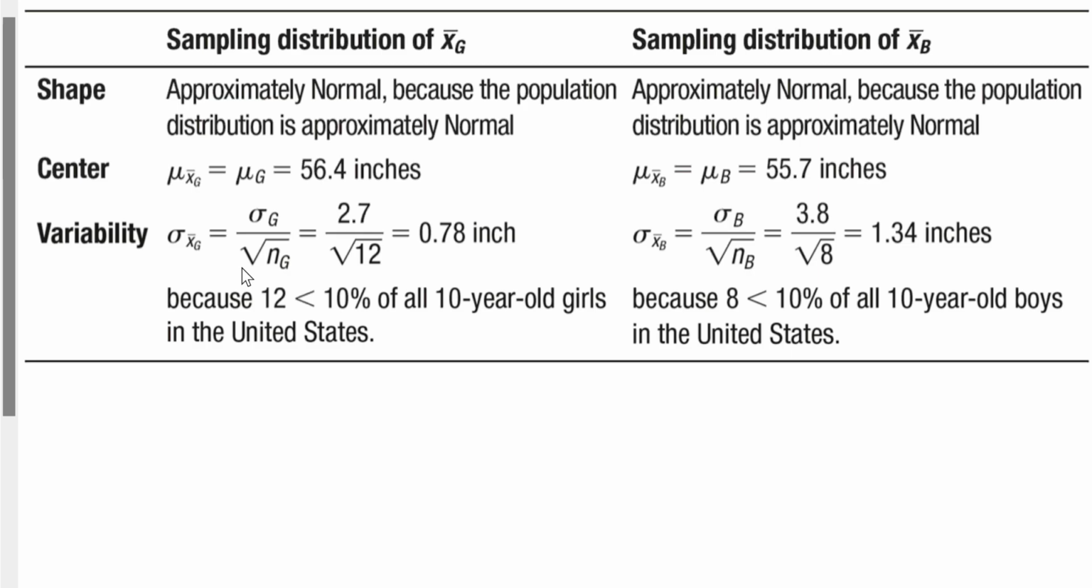And we can assume that they're independent because, actually it did say independent samples, but we can say that 12 is less than 10% of all girls in the United States, and 8 is definitely less than 10% of all boys in the United States. All right? So we're going to use that information, and we're going to compare some things. Because now that we have all the information, we can compare them.